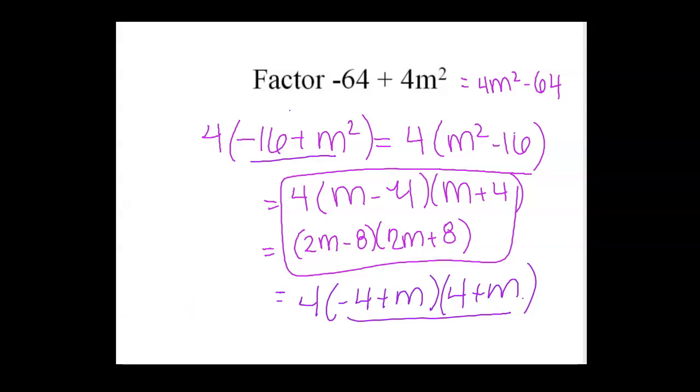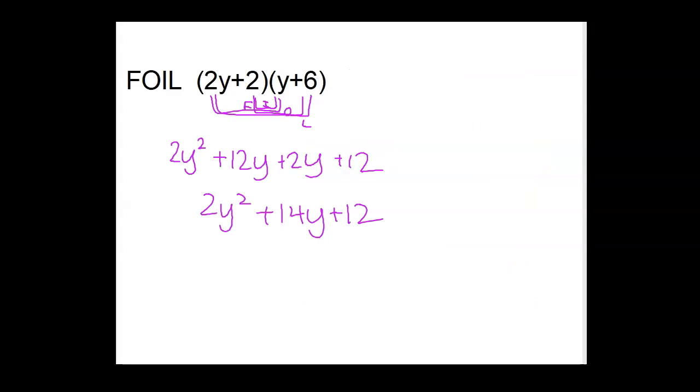And then last but not least, we FOILed. So FOIL again stands for first, outer, inner, last. Foiling and factoring are reverse operations of each other. So we factor the polynomial, you FOIL the binomial products.